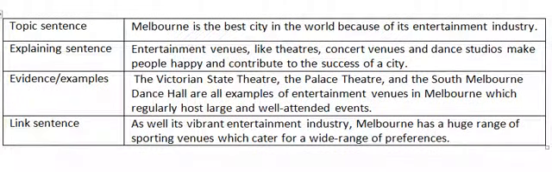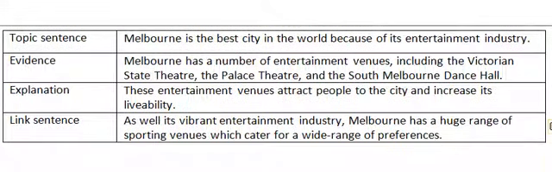The great thing about T.E.E.L is that you can move these E's around, so you can start with your evidence first and then explain the importance of your evidence. If we have a look a little further down, here's one I've prepared earlier. Same topic sentence about the entertainment industry in Melbourne. I then start with my evidence. So Melbourne has a number of entertainment venues, and there's 3 listed. And then I explain why those venues are important, because they attract people to the city and increase its livability.